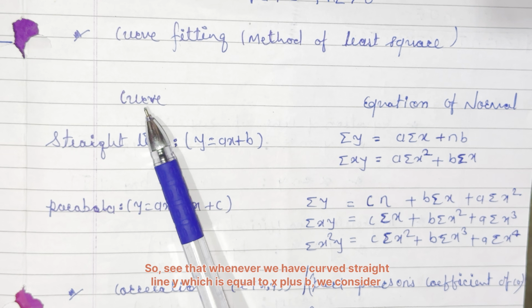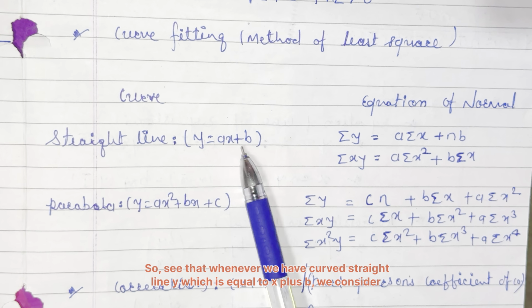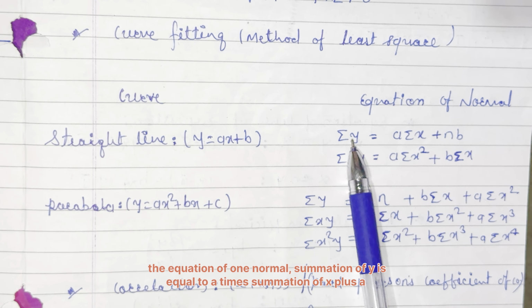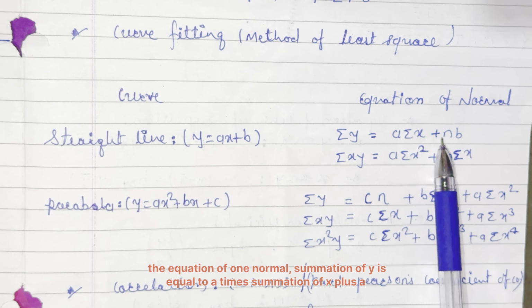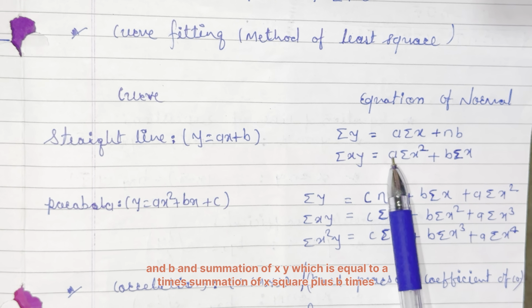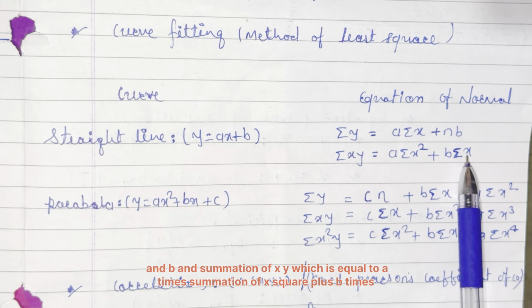Whenever we have a straight line y equal to ax plus b, we consider the normal equations: summation of y is equal to a times summation of x plus n times b, and summation of xy is equal to a times summation of x square plus b times summation of x.